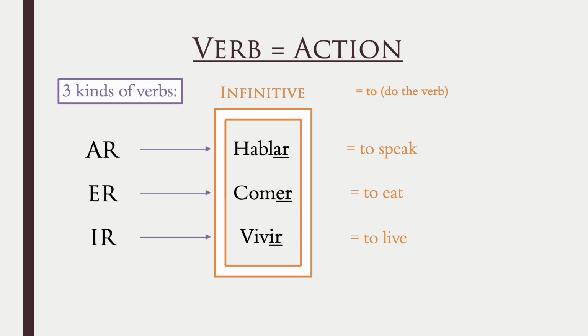Remember that in Spanish, there are three kinds of verbs, and verbs are our action words. There are ones that end in AR, ones that end in ER, and ones that end in IR. When the verb ends in AR, ER, or IR, that form of the verb is called the infinitive. So that's going to be your base form of the verb, and that translates to "to do the verb." So, to speak, for hablar. To eat, for comer. And vivir is to live.